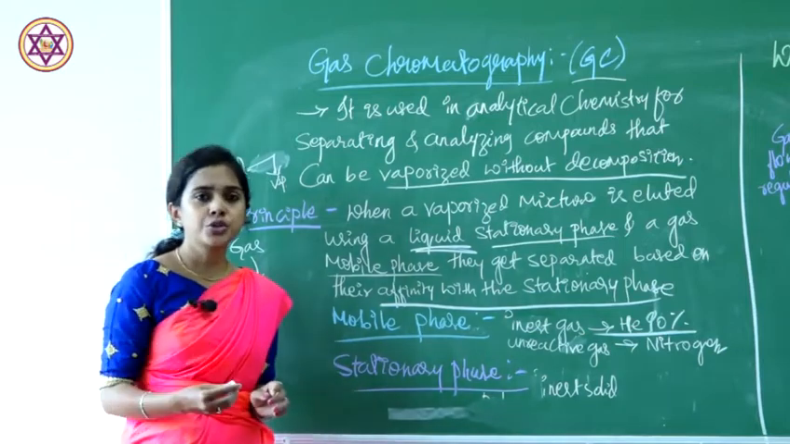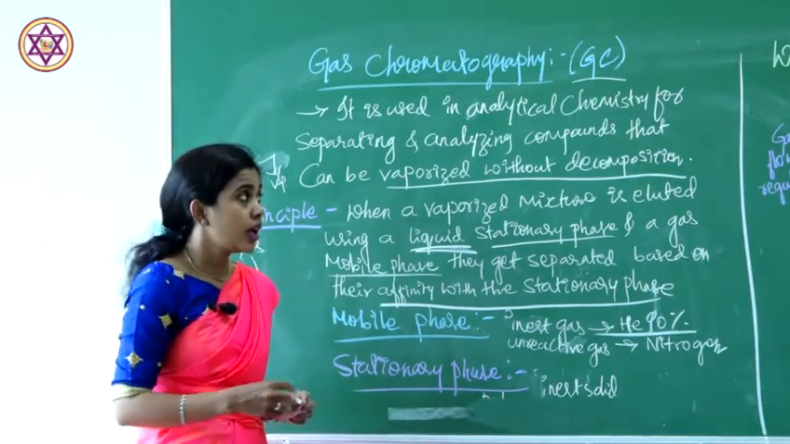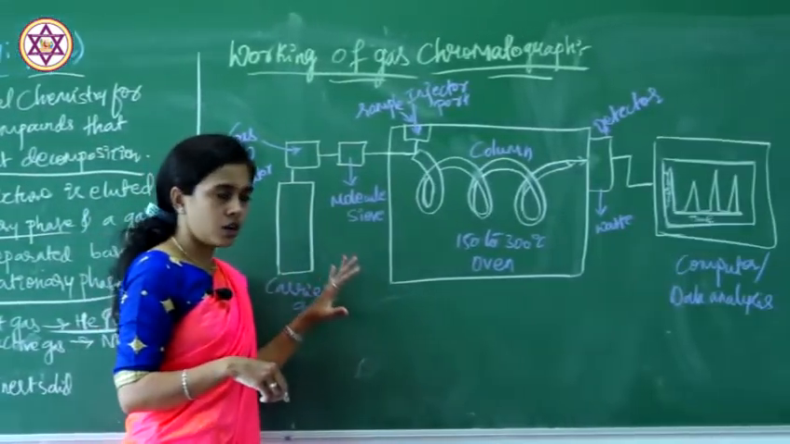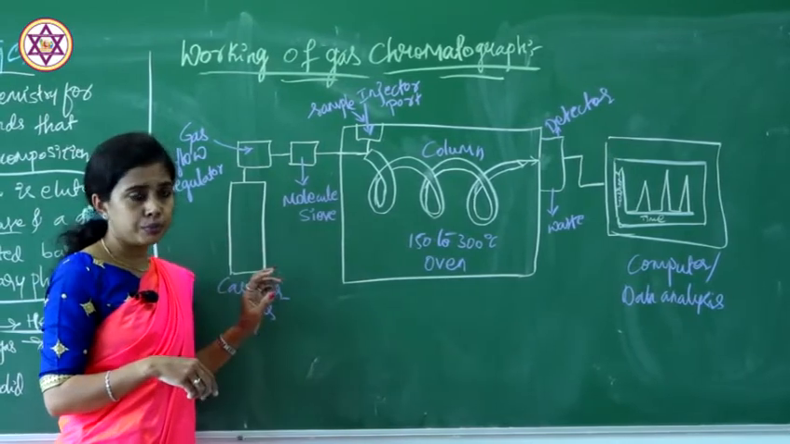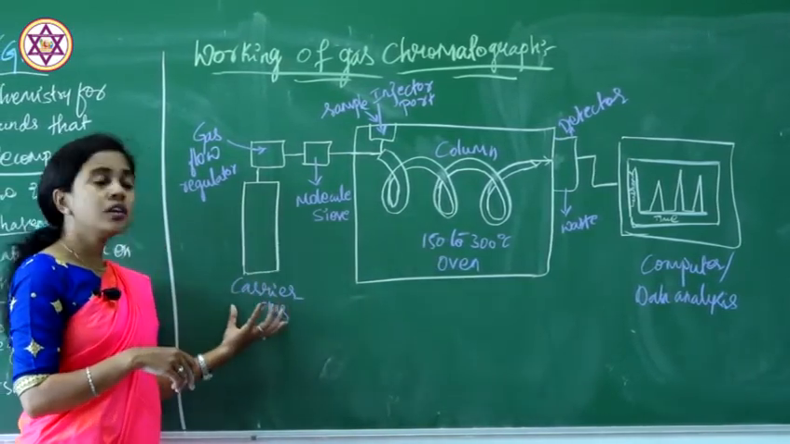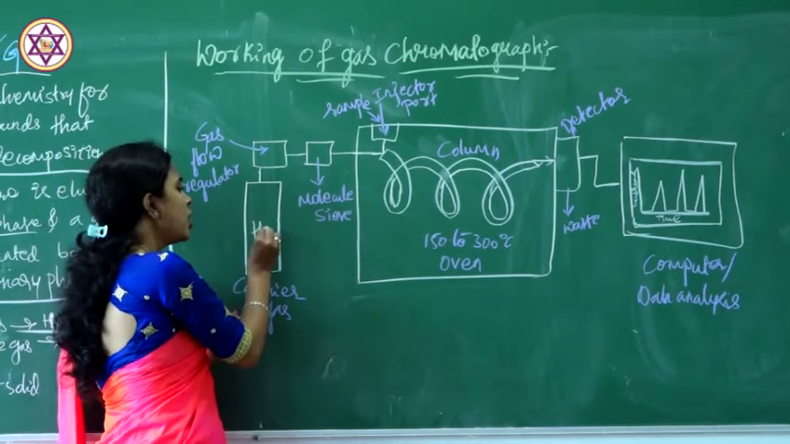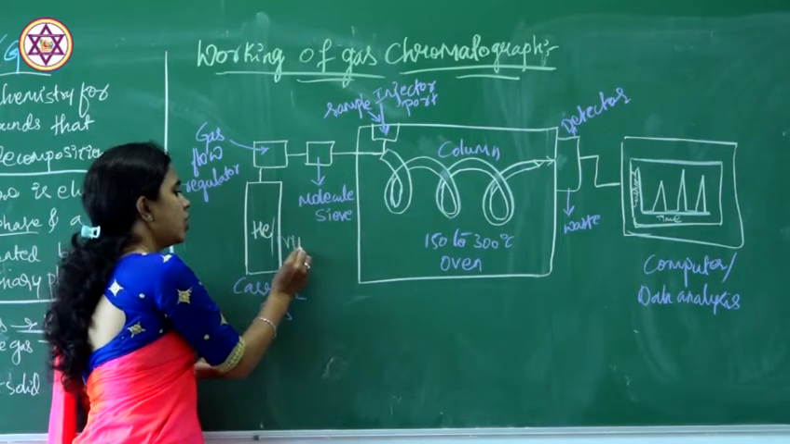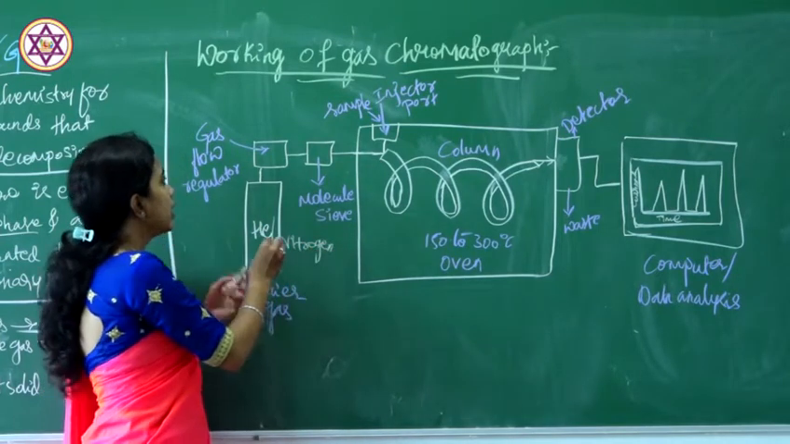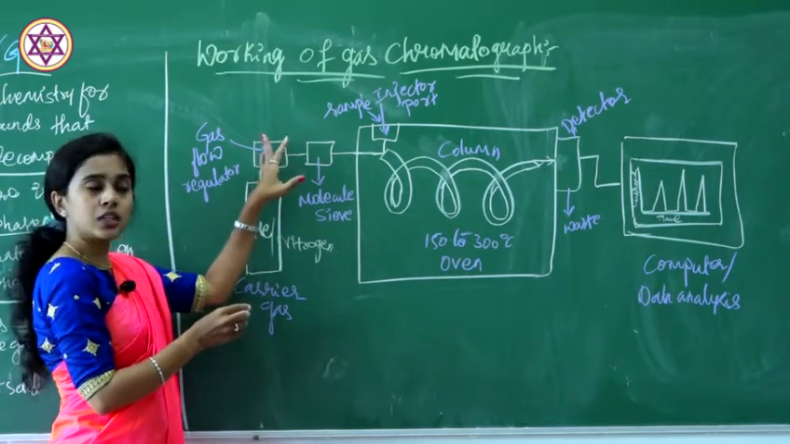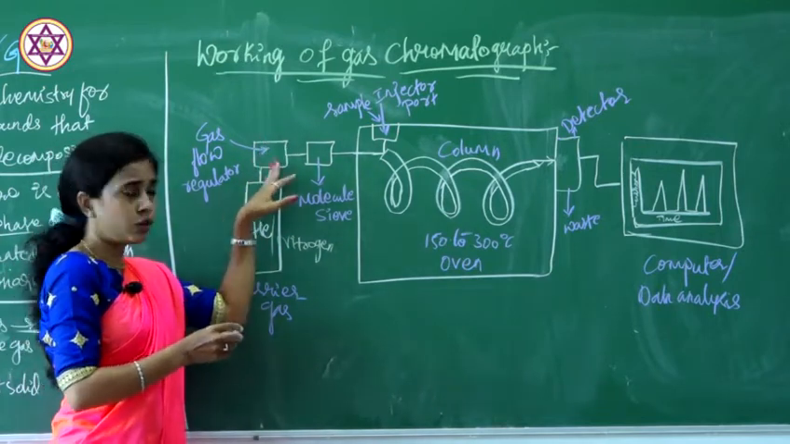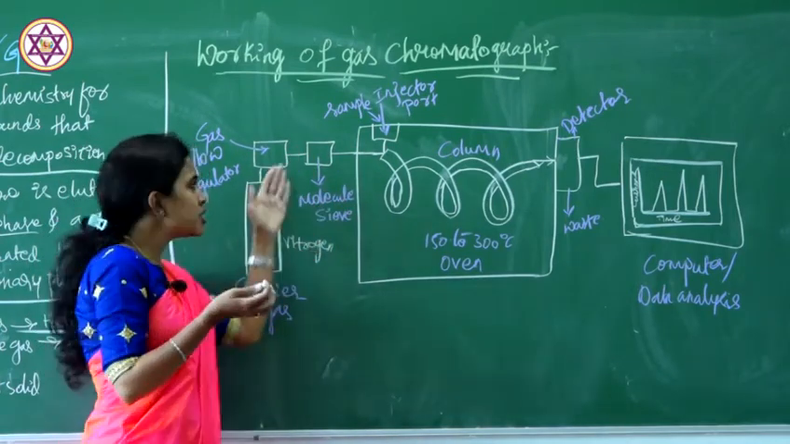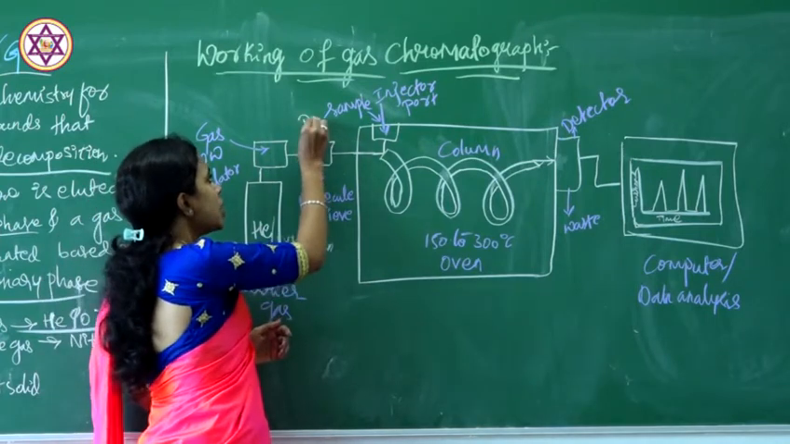Okay, how we are going to do the experiment, we will see in the experimental process. We will observe the working process of the chromatography here using the diagram. First we take the carrier gas, which is filled with helium. 90% of the time we take helium only, or sometimes nitrogen also. Then it flows through the gas flow regulator and goes to another chamber, the molecular sieve.